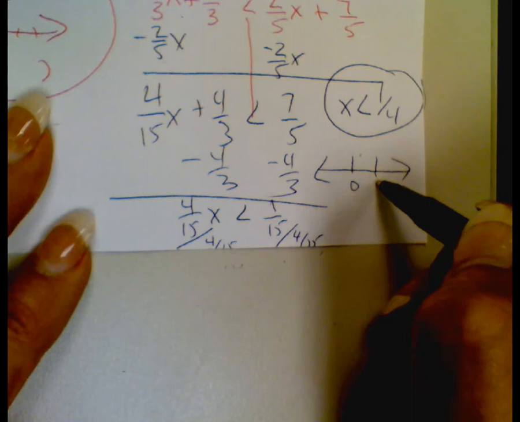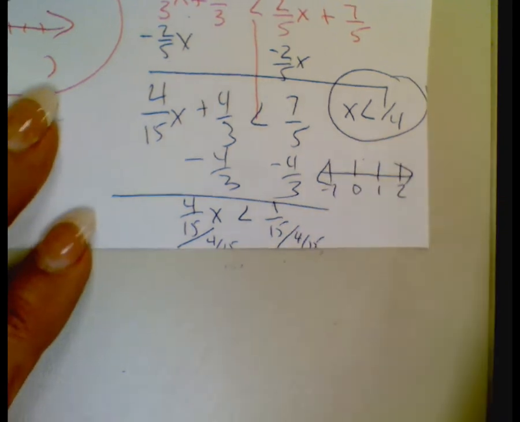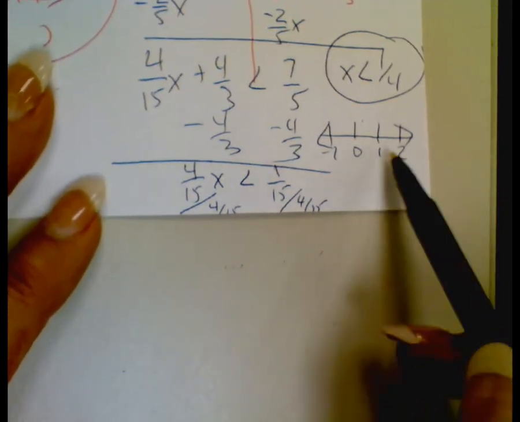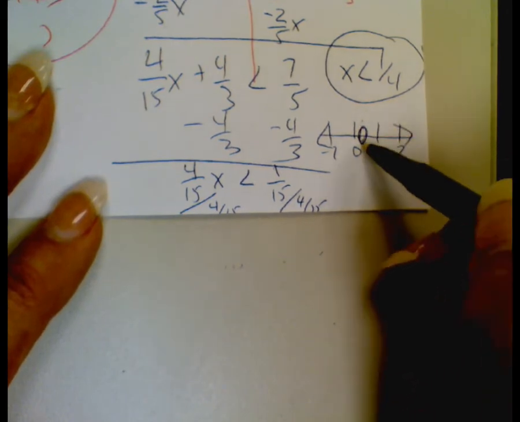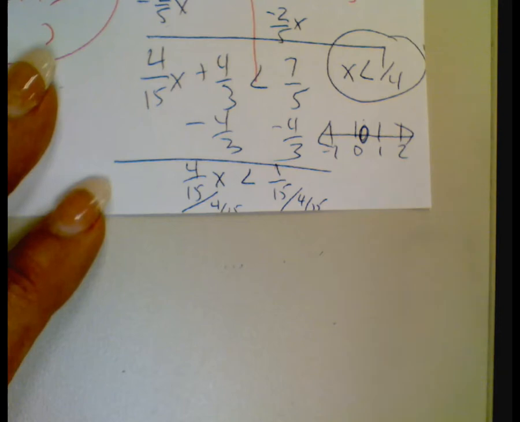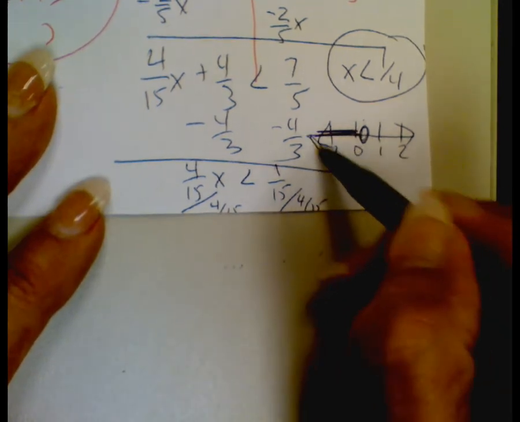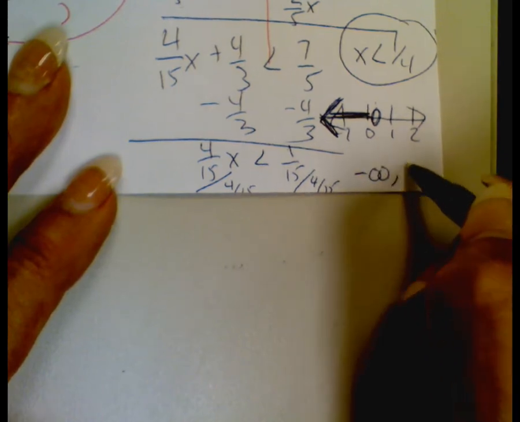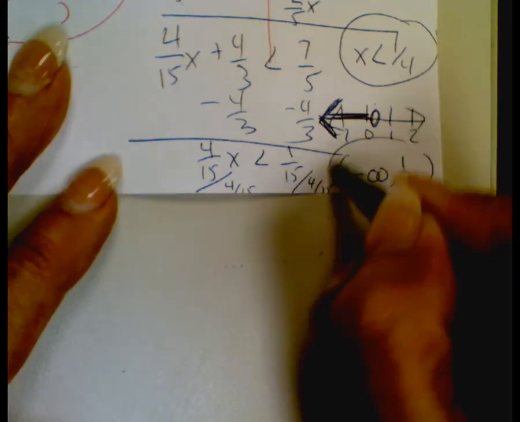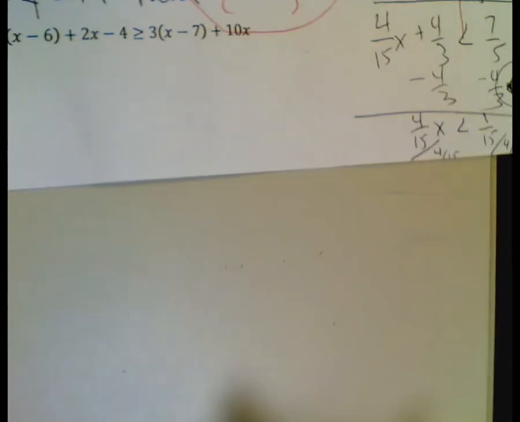You have 0 and 1 and 2 and -1. So don't number a number line with fractions. So 1/4 is open. An open circle about where 1/4 would be, which is about right there. And it goes less than. So that's your number line. And your interval would be -infinity to 1/4. And that's your interval notation. All 3 answers.